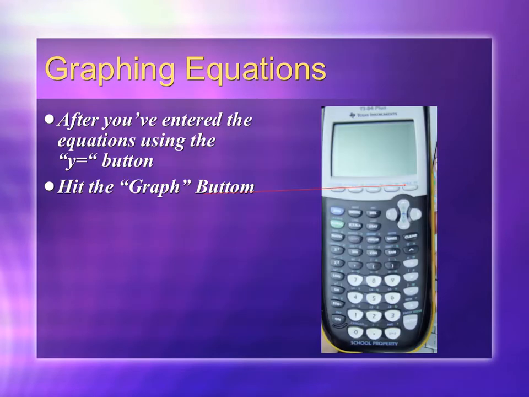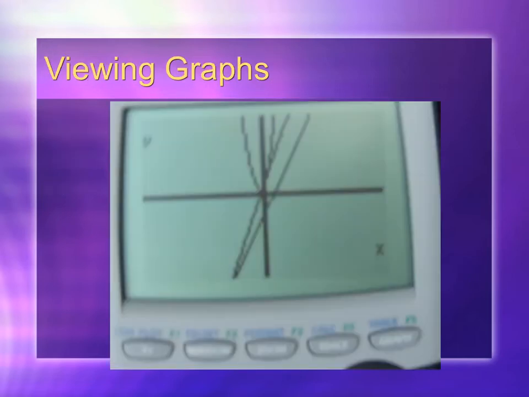Once we've entered them, go ahead and hit the graph button on the top right-hand side of your calculator. What you should see is something like this. You should see 2 lines and a curve. That curve represents the quadratic equation. If you don't see all 3 of these lines, or if you got an error message, there's likely something wrong in the settings in your window, and we'll address that in a minute.